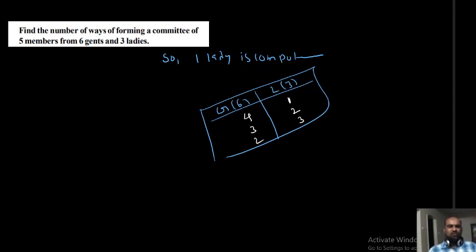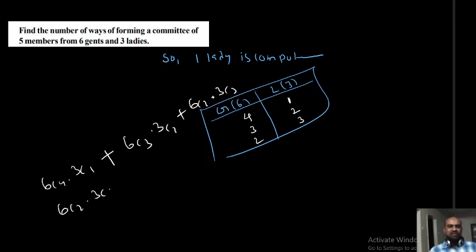First of all, one type of committee is with 4 gents and 1 lady, that is 6C4 into 3C1. Plus another committee, 6C3 into 3C2. Another committee, 6C2 into 3C3. So what we will get? 6C4 or 6C2 is the same, 6C2 into 3C1 plus 6C3 into 3C2 plus 6C2 into 3C3.